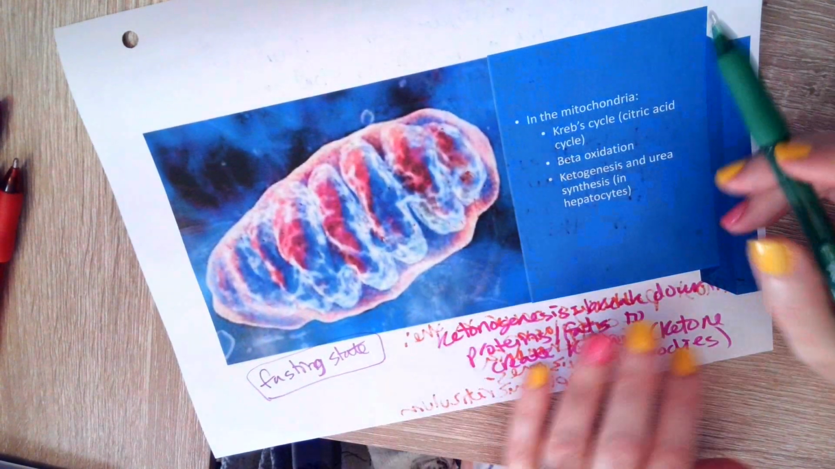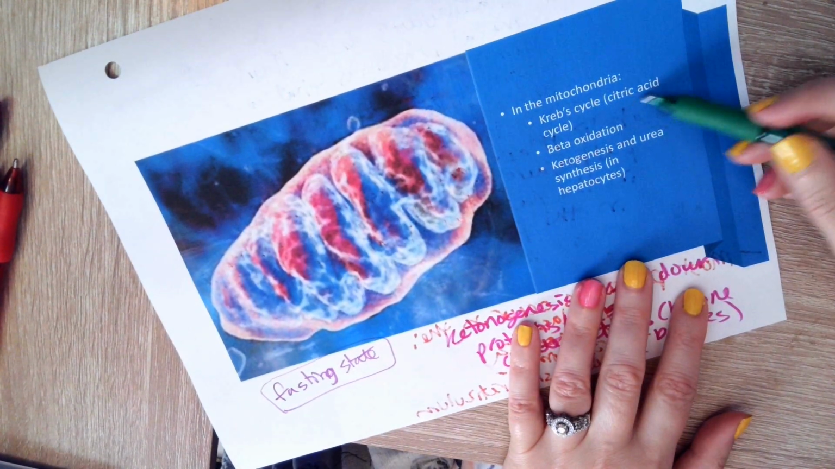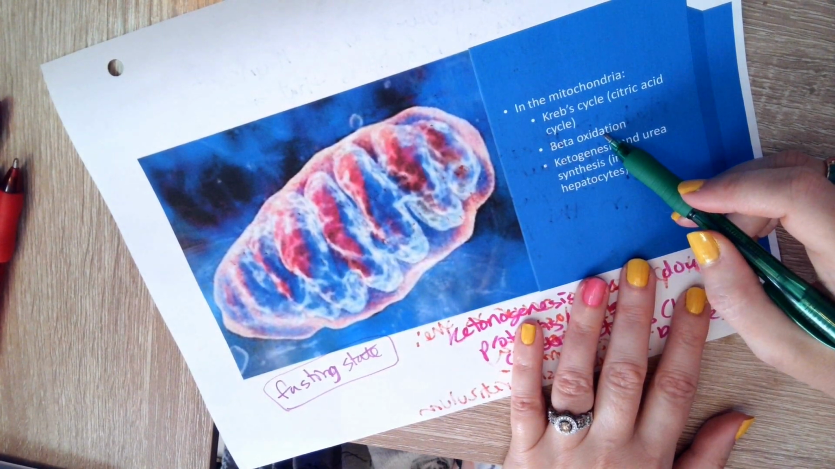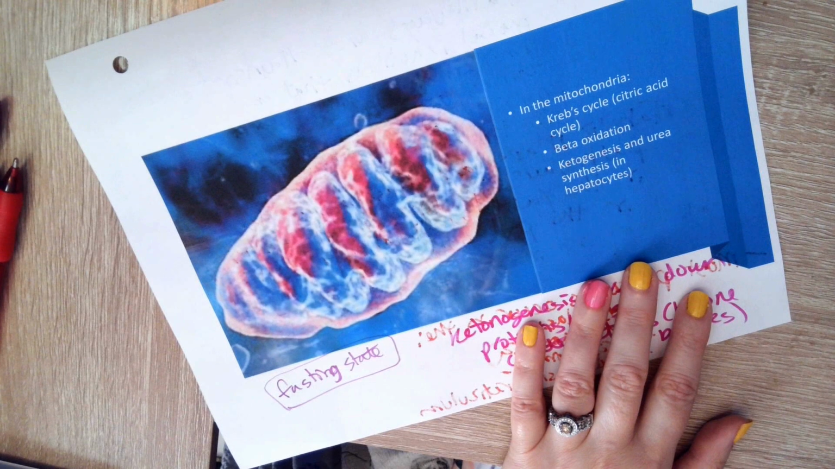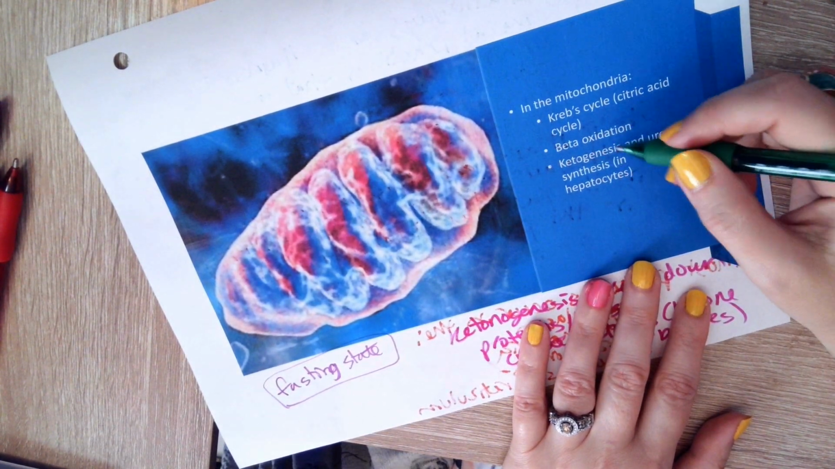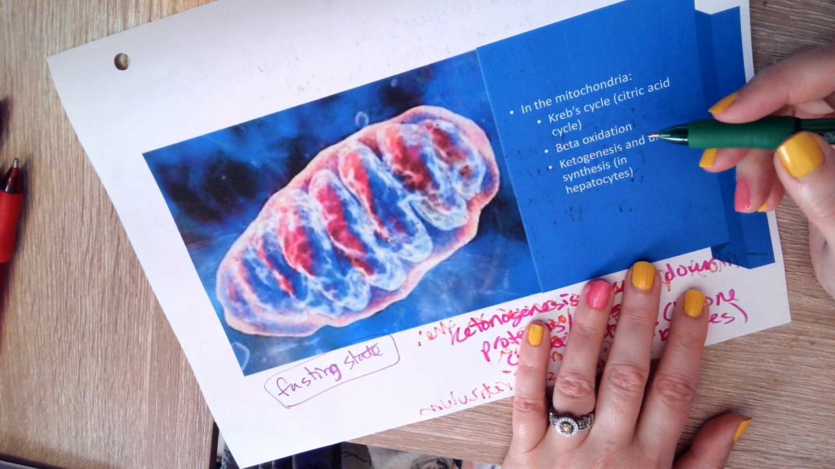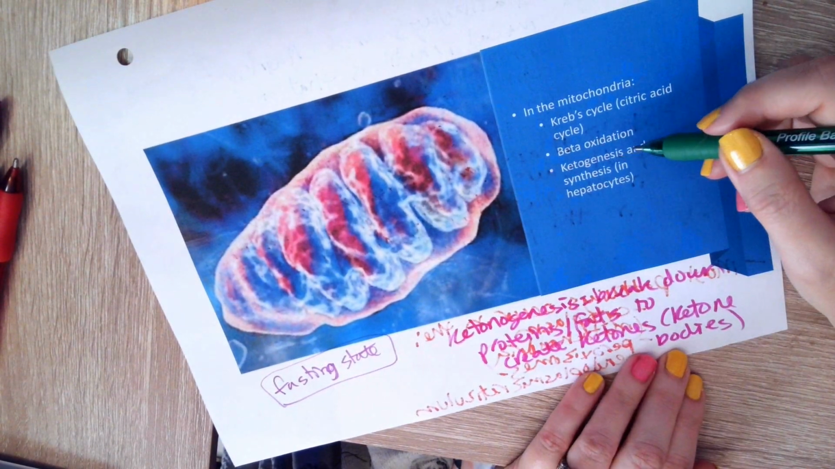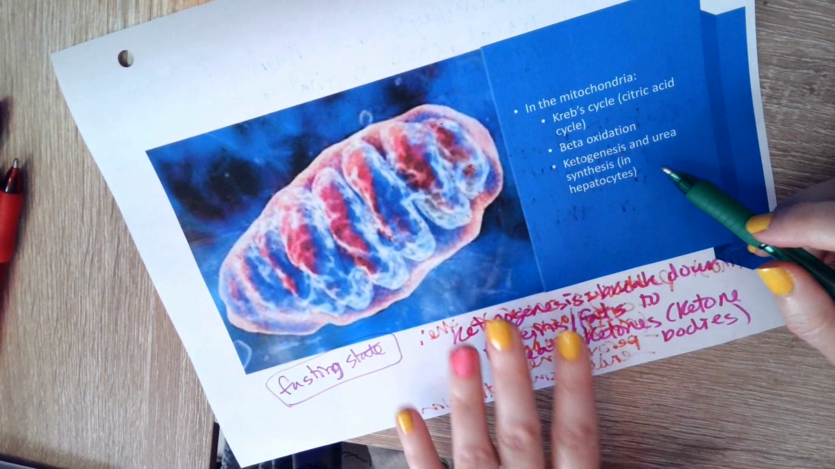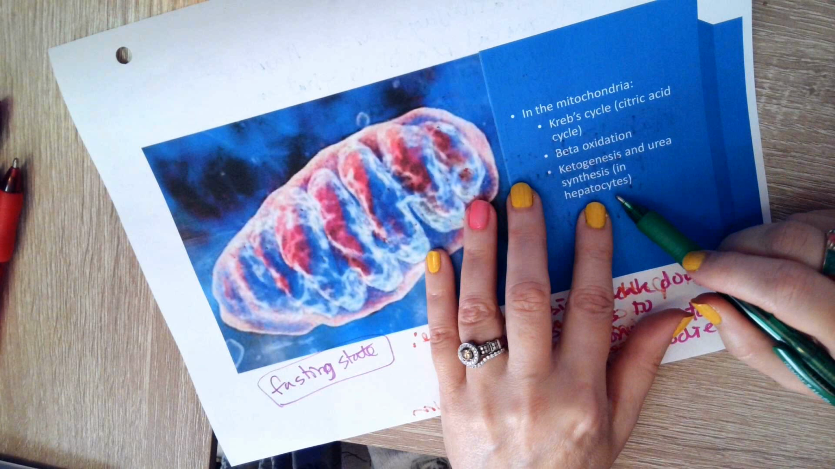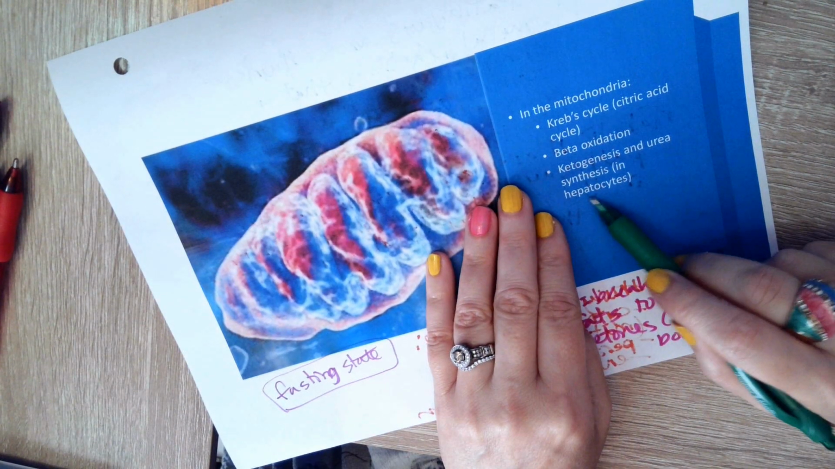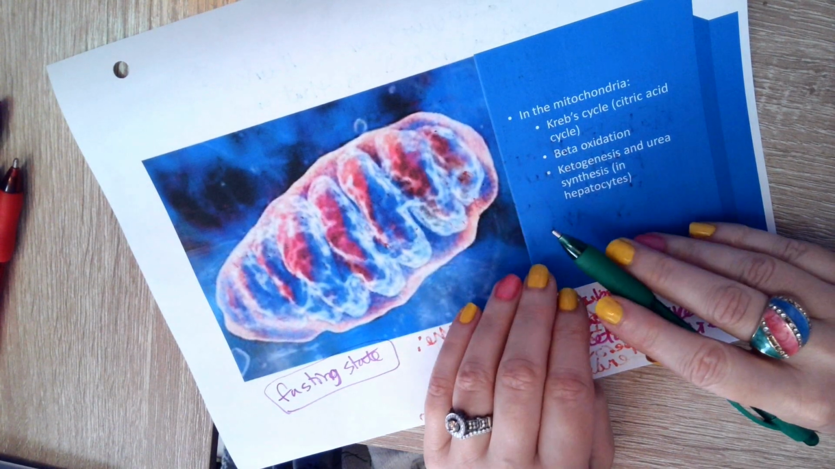Okay, now in the mitochondria, we have the Krebs cycle, or the citric acid cycle, whichever one you want to call it. Beta oxidation, that's where we break down fats and turn them into acetyl-CoA, so we can run that through the Krebs cycle. Ketogenesis, and the urea synthesis. So I'll mention what those are in a second, but I want to just say that the ketogenesis and urea synthesis is predominantly happening in hepatocytes.